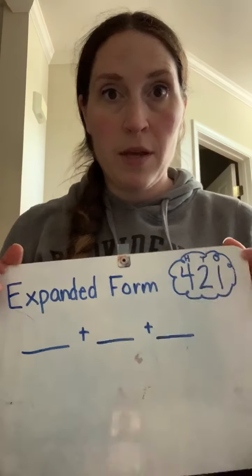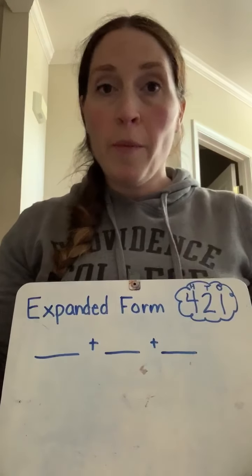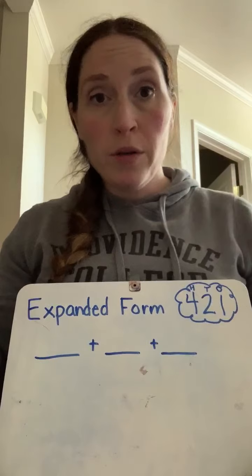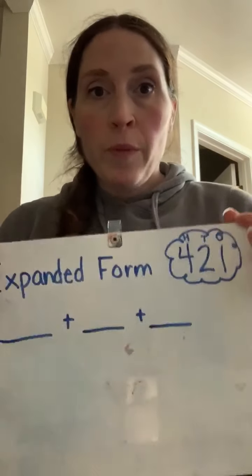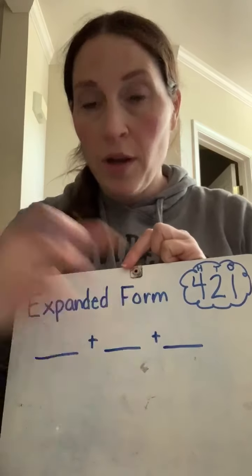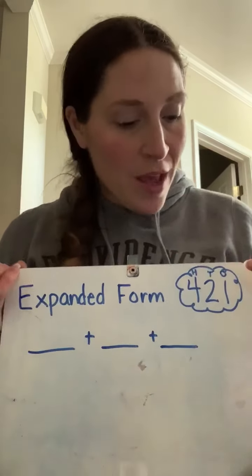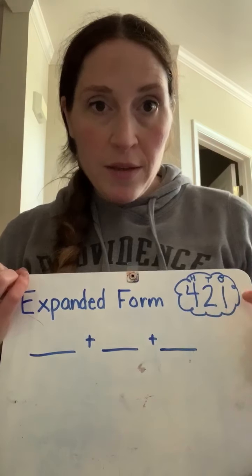When we do expanded form, we're going to break our number apart, just like when we're reading, when we break our words apart. When we break our number apart, it's not just 4 plus 2 plus 1. That would be 7, because we would just add those numbers up. We have to instead think of the place of each number.